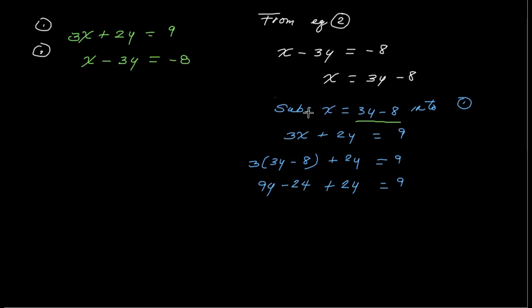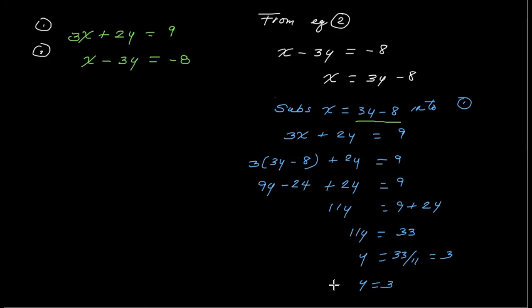All right? So I'm going to have 9y plus 2y is 11y is equal to 9 plus 24. Y plus 24, I transposed it. And what's 9 plus 24? It's 33, right? So 11y is equal to 33. You divide both sides by 11 to get rid of this 11 here. And have y is equal to 33 divided by 11, which is equal to 3. Hence, y is equal to 3.